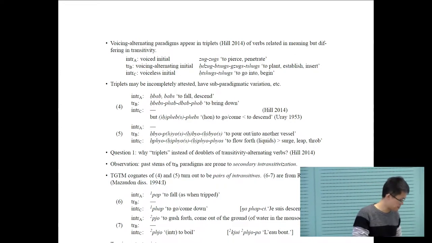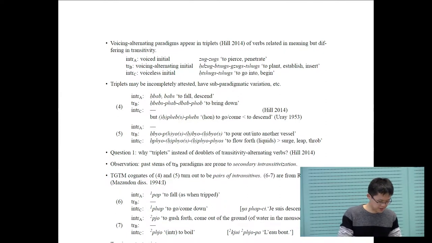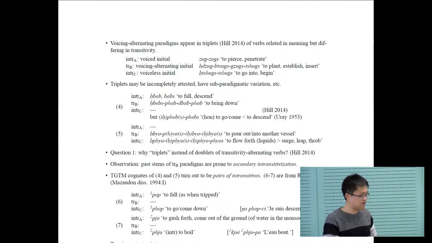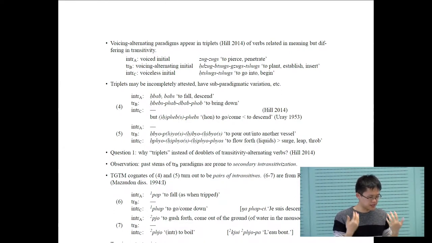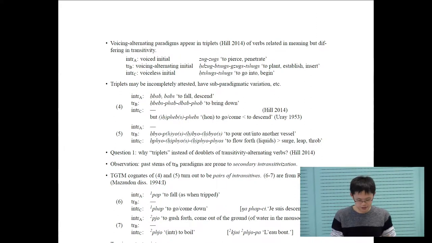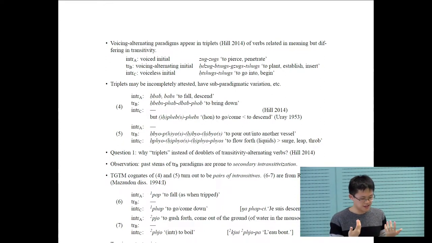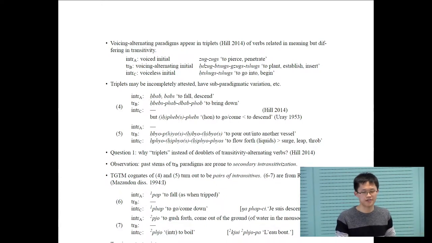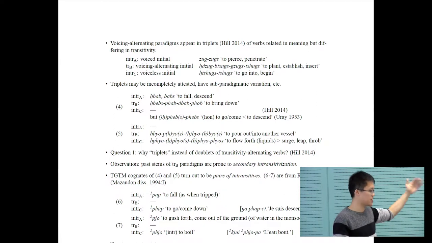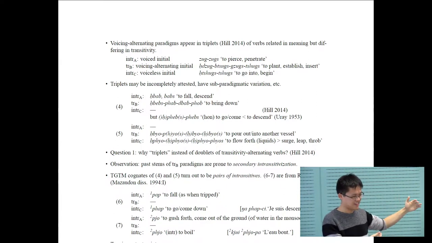Now, the other puzzle, which I think remains kind of unresolved, is that this set of voicing alternating transitives often appear in triplets, as Nathan pointed out, instead of doublets. These triplets alternate in terms of transitivity as well. It's sort of bizarre, because transitivity alternating forms usually occur in doublets. You have an intransitive and a transitive. Why do you have a triplet? So you have an intransitive A, transitive B, and intransitive C. Why do you have two intransitives? It's strange. It requires some sort of explanation.